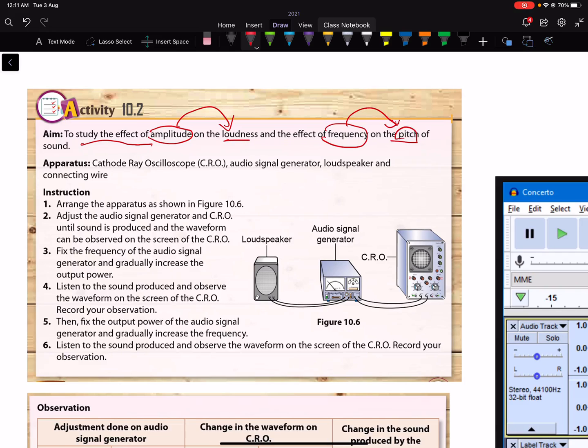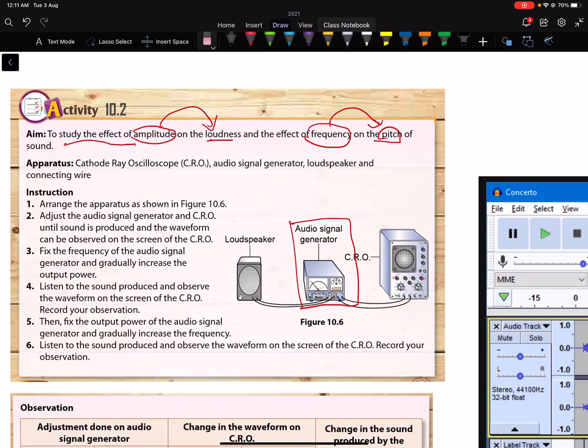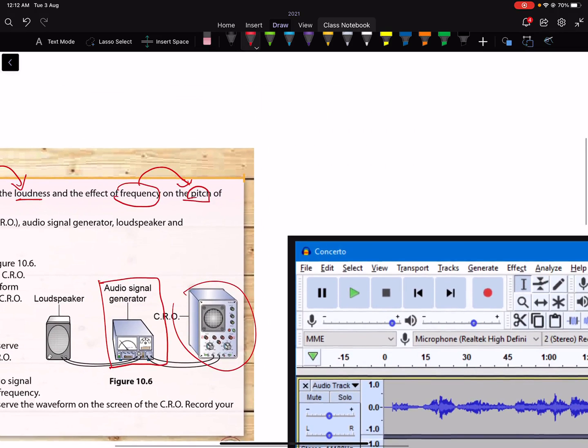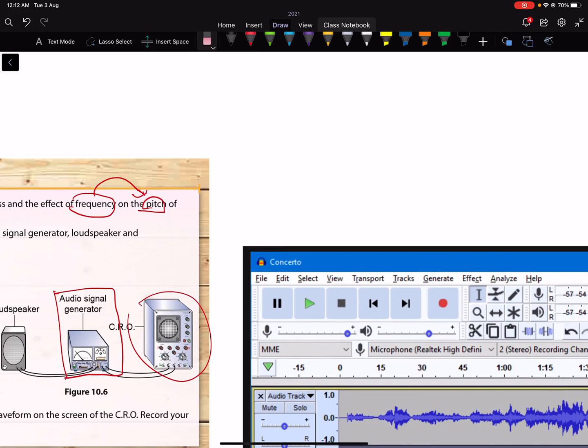Now, how does this work? We use an audio signal generator. What this does is it will generate audio signals. We connect it to a loudspeaker so that we can hear what happens. And we connect it to a cathode ray oscilloscope. This cathode ray oscilloscope will display the signal from the audio signal generator as a graph. For example, like this.